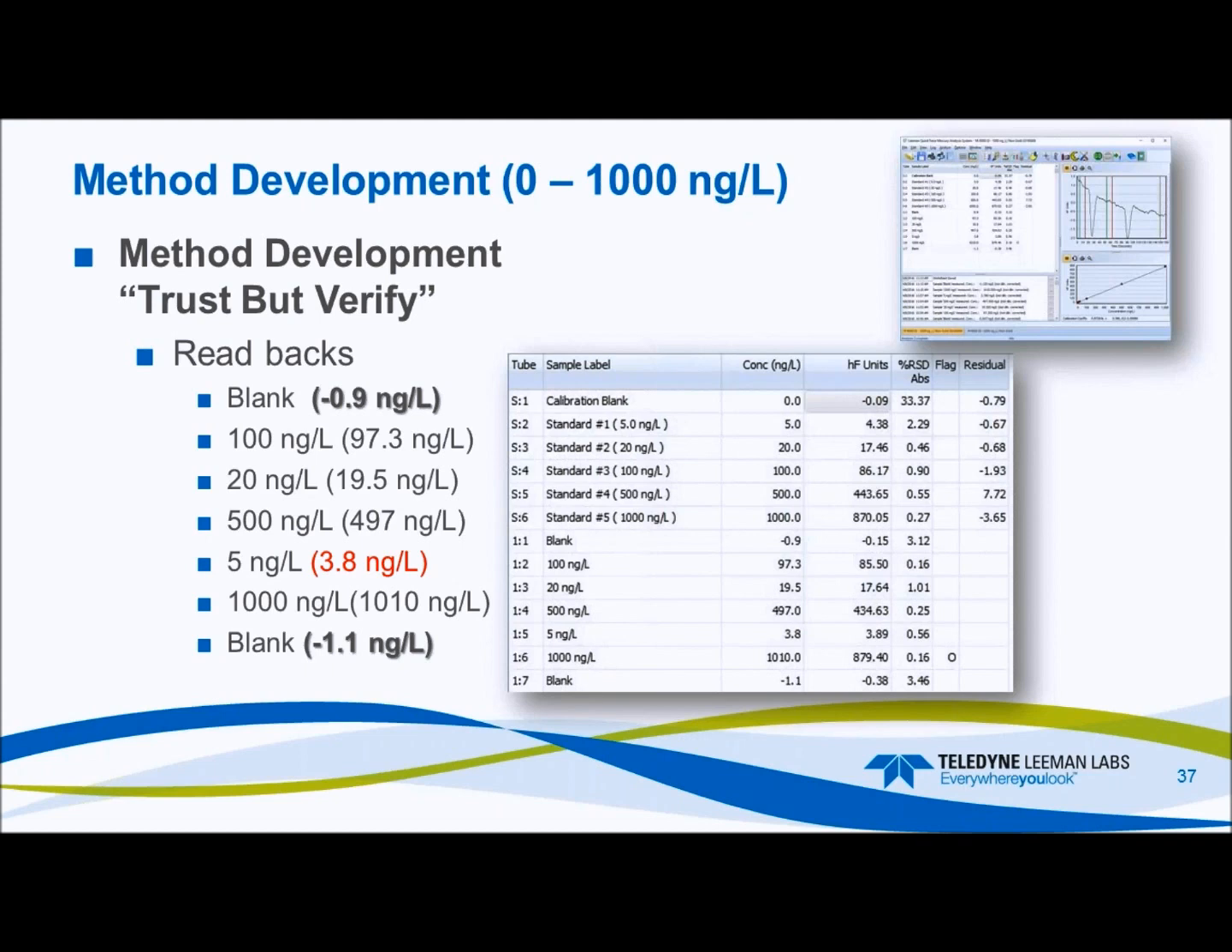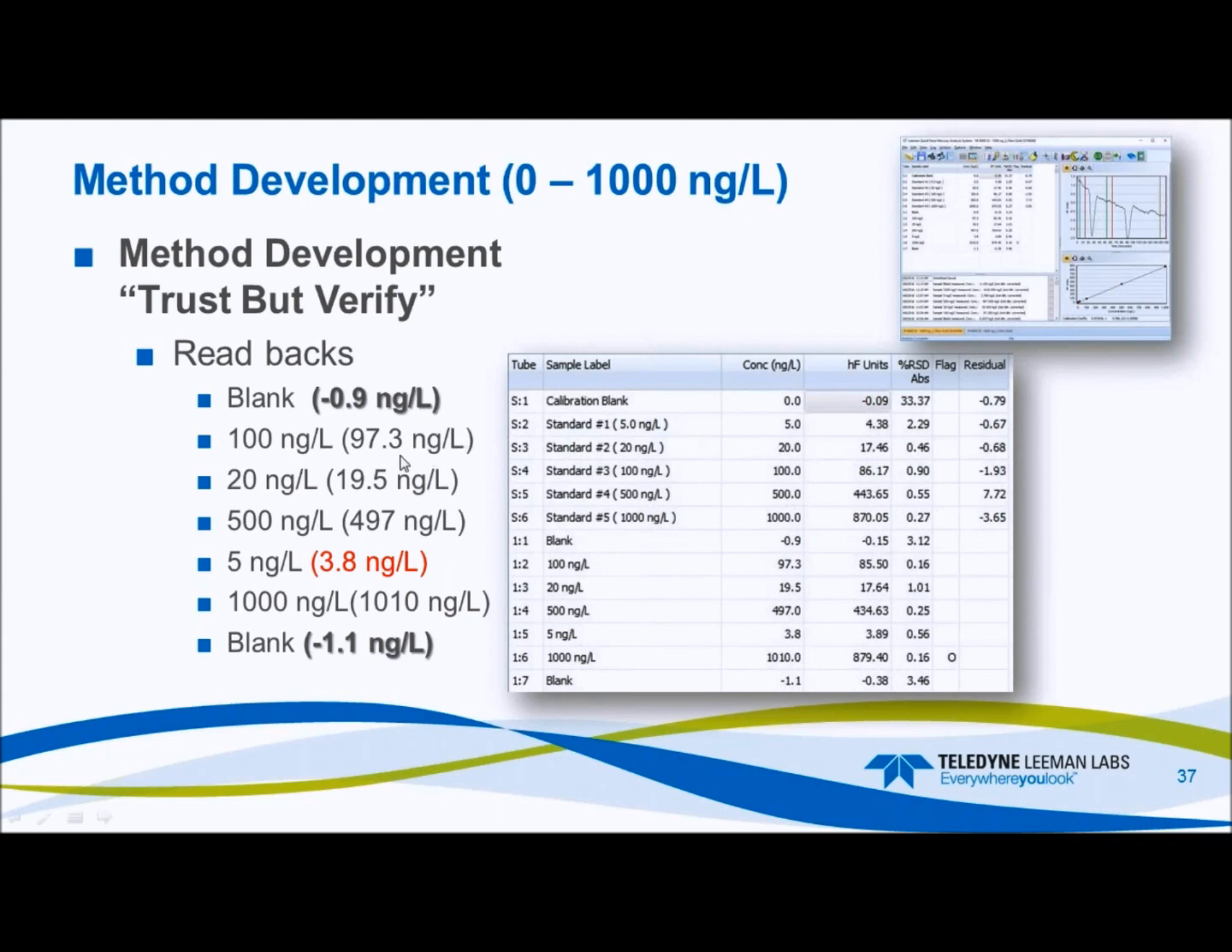So now I'm going to read the readbacks, and what I like to do is mix them up a little bit, because if you mix them up, not in the order they were calibrated, but just kind of randomly put them in there, it'll tell you more about the method. So I ran the blank, and then 100, 20, 500, 5, 1,000. Then I put the blank in at the end. And this will talk to me about the carryover and so forth within the system. So it's not too bad.